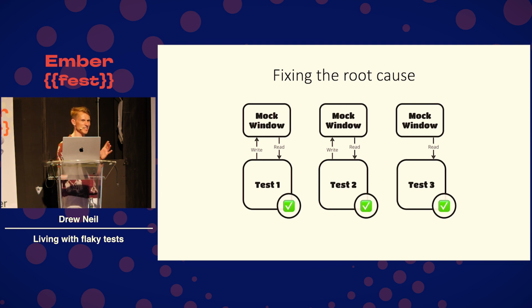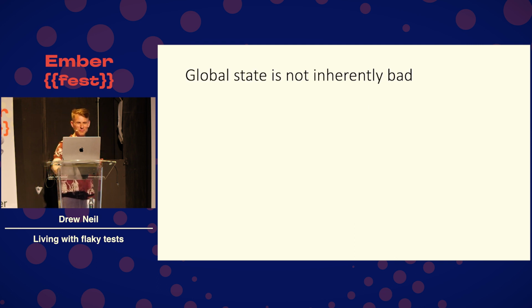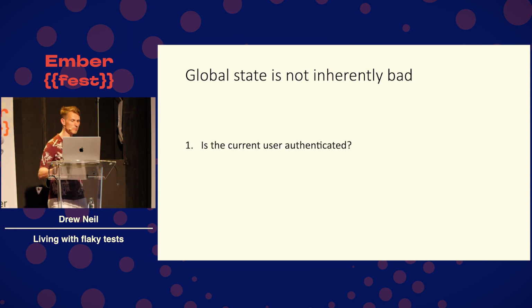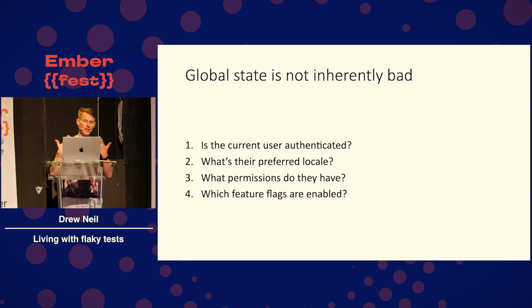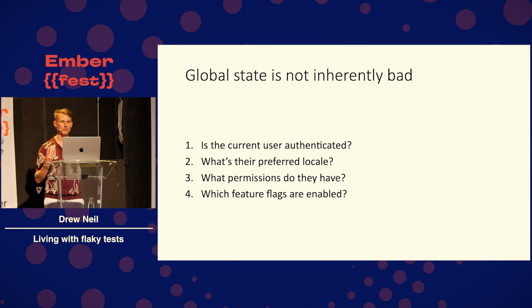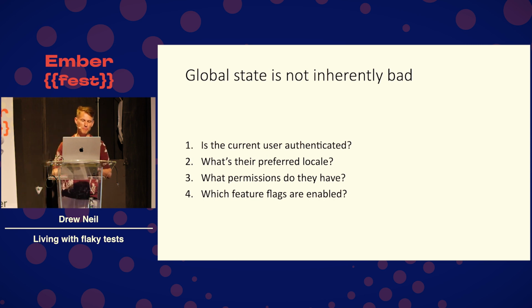Now, I want to address the elephant in the room here, which is that I'm using a global variable. You shouldn't use global variables. But global state itself is not inherently bad. In a web application, there might be pieces of information that you need to know everywhere, like, is the current user authenticated? What's their preferred locale? What permissions do they have? What feature flags are enabled? Those are just a few examples I could think of.